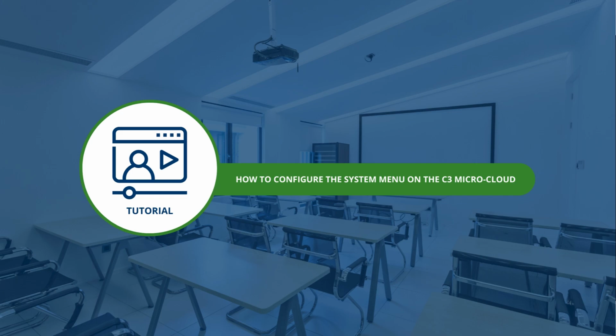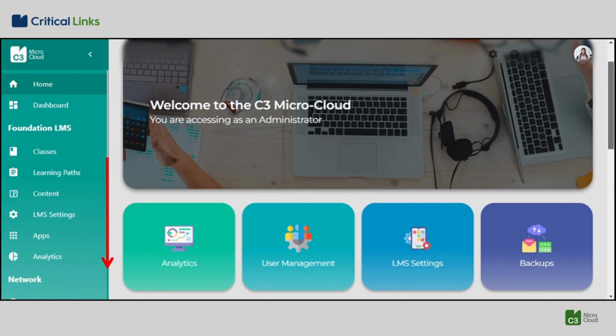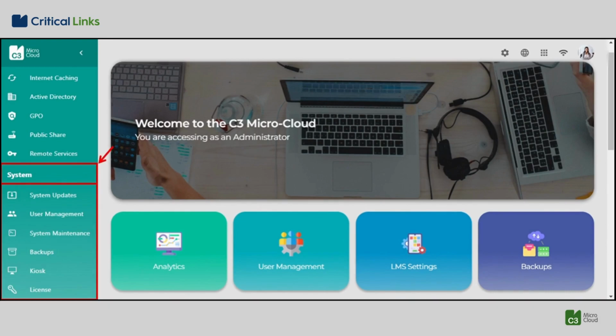Welcome. Today we're going to take a look at the options available in the System menu of your C3 MicroCloud. Remember that these options are only available to the administrator profile. First, we'll log into the system. Then we'll scroll down a little in the Options menu until we reach System. In this video, we'll explain each of its options, starting with Update System.